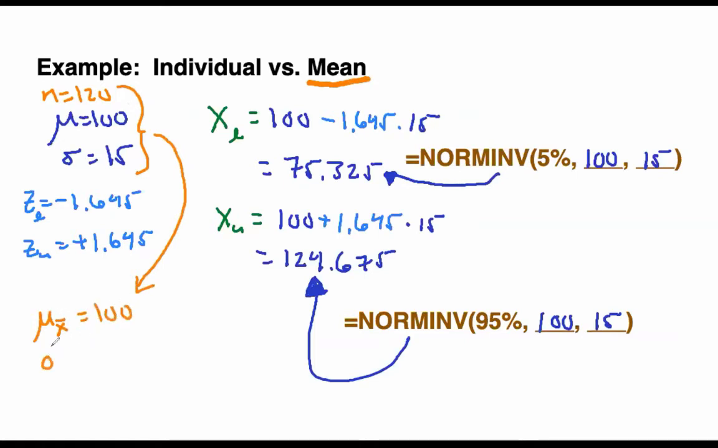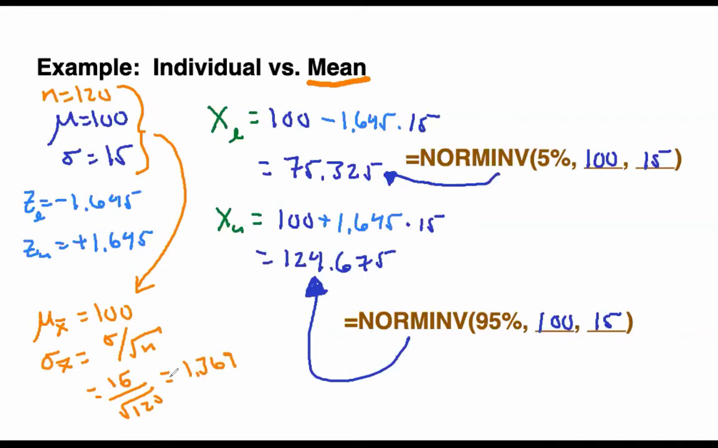But the standard error, the standard deviation of my sample means, that would be sigma over the square root of the sample size. In this case, 15 over the square root of 120. Numerically, we could calculate an estimate for this. It would be about 1.369 and change. But using Excel, I'll see that I don't actually have to calculate that intermediary value.